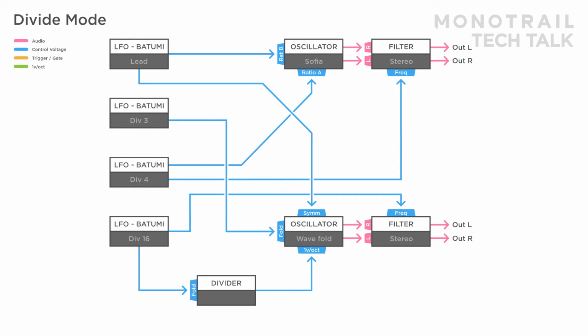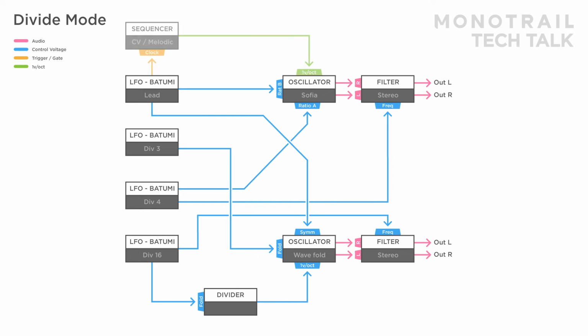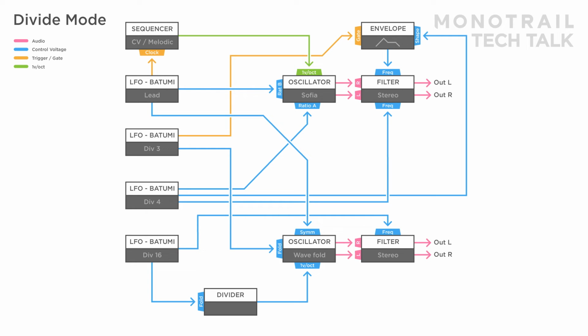It's a lot of fun to add and expand on patches like this and make Batumi the center of self-playing patches. Here, a square of the master LFO is used to drive a sequencer tuning the first voice. The square from the divide by 3 is used to gate an ADSR envelope, modulating the filter in that voice. The smooth random from the divide by 4 is modulating the shape of the ADSR. And finally, the random voltage from the divide by 16 is modulating the frequency of the master LFO, which influences the speed of the whole setup.